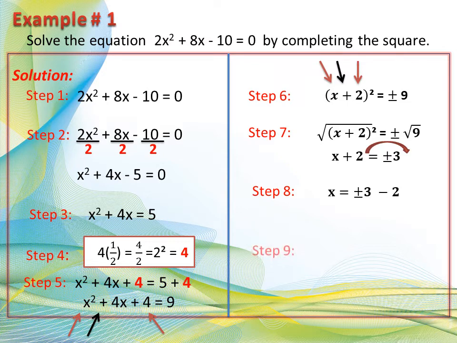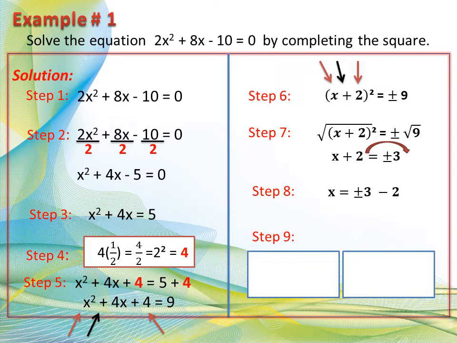At syempre, for the last step, isolate na natin yung dalawa. Ayan, paghihiwalay na natin. So, it will become x is equal to 3 minus 2. Yung kabila naman is x is equal to negative 3 minus 2. So, pag sinimplify natin yan, 3 minus 2, that is x is equal to 1. Then sa kabila naman is x is equal to negative 5. So, these are the roots or the solutions of this quadratic equation.